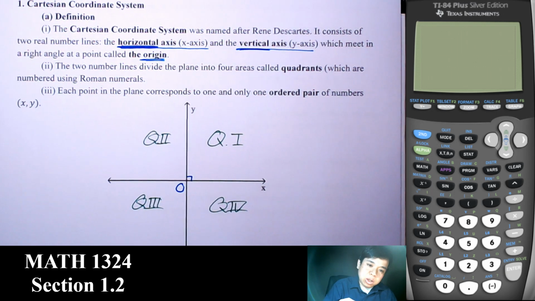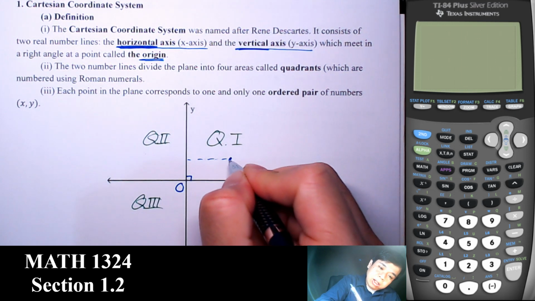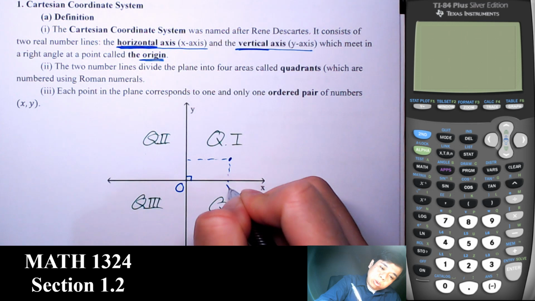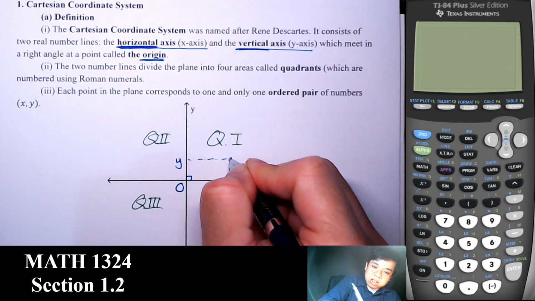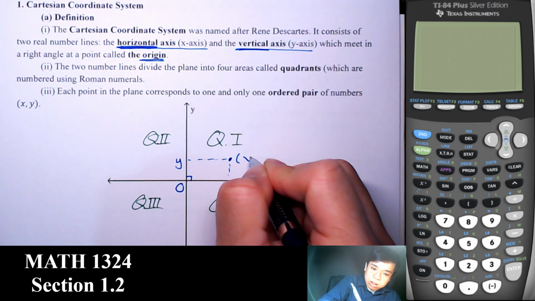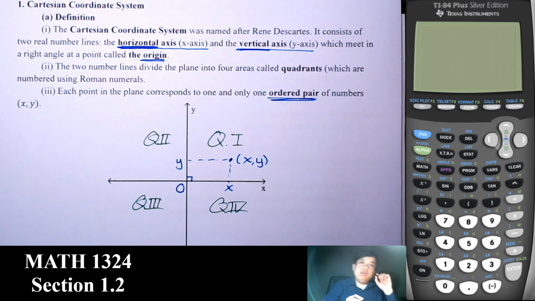Any two numbers, for example, a point here is associated with the x value on the x-axis and the y value on the y-axis, and we write this point as (x, y). This is called an ordered pair. The first one goes with the horizontal or x-axis. The second one goes with the vertical or y-axis.